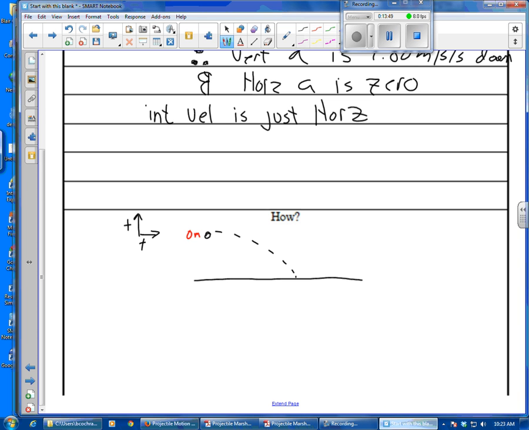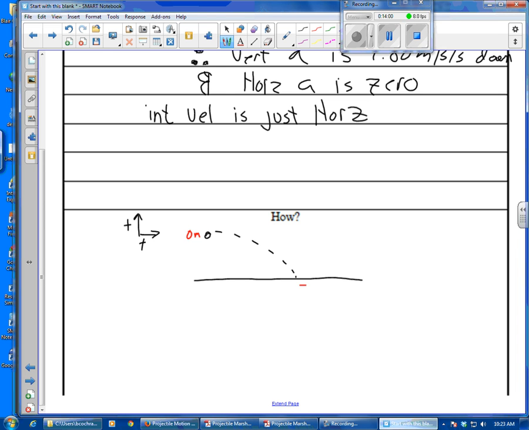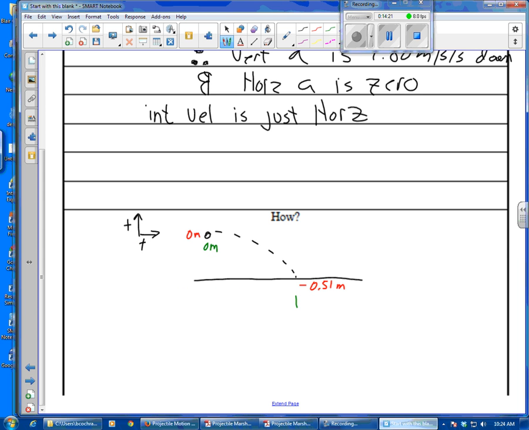So this, for me, vertically, is going to be at negative, let me look quickly. You want the answer in meters per second. I'm going to convert that centimeters to meters, so negative 0.51 meters. Now, horizontally, what do you want to call the point that it begins at? 0 meters? Good. And that means horizontally it ends up at 12 meters. So this is 12 meters horizontally.